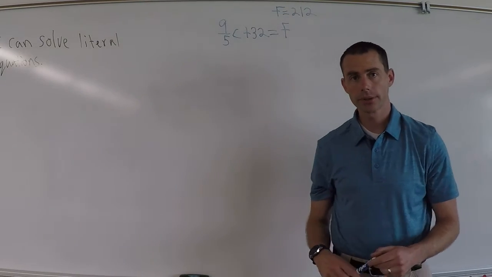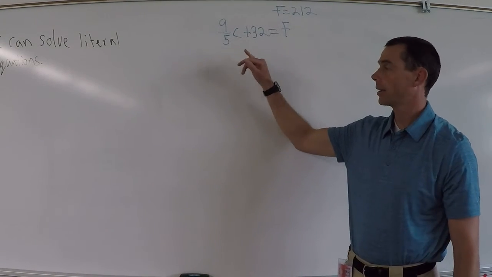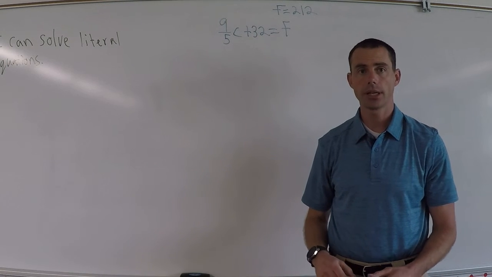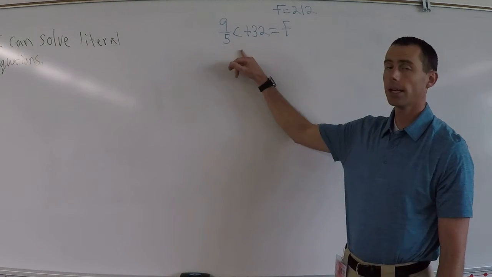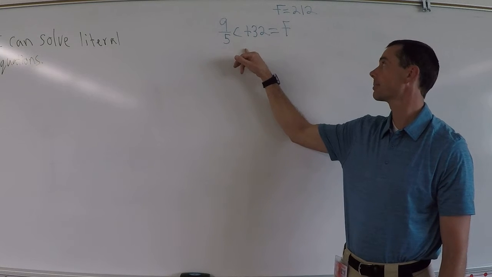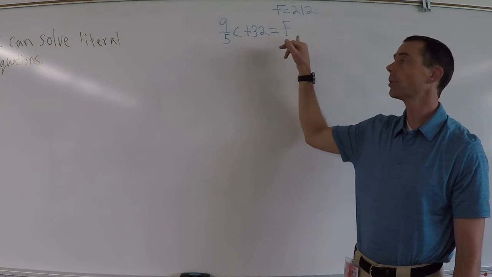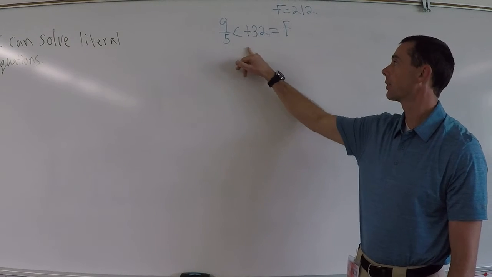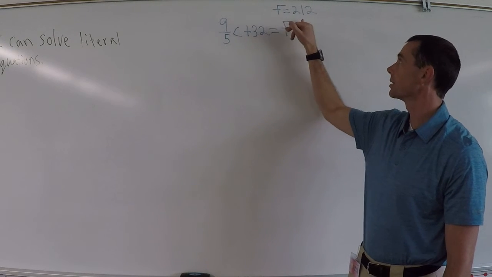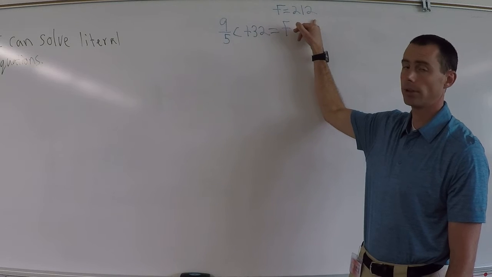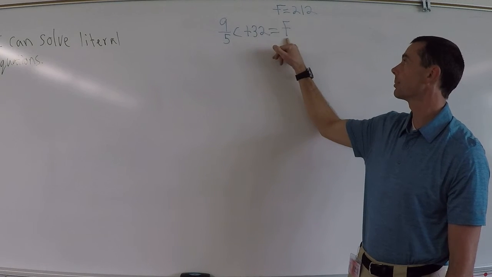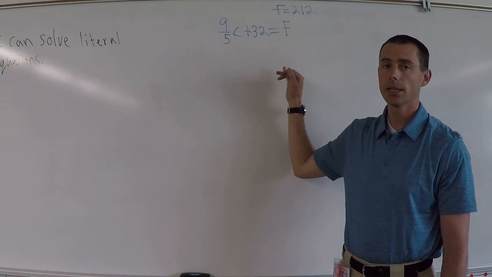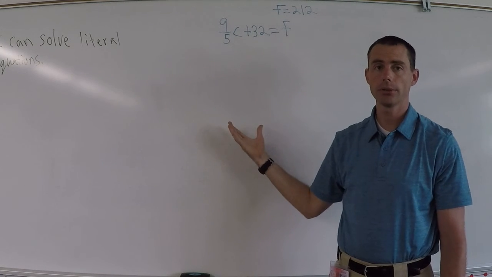Okay, we're working with literal equations, and this is the process to get the answer that I showed at the end of the last video. We have 9/5 times the temperature in Celsius plus 32 equals our temperature in Fahrenheit. And I wanted you to solve for Celsius if our Fahrenheit temperature is 212. Of course, we could just plug in 212 here and then go through the process to solve for C. And really, that's what we are going to do.